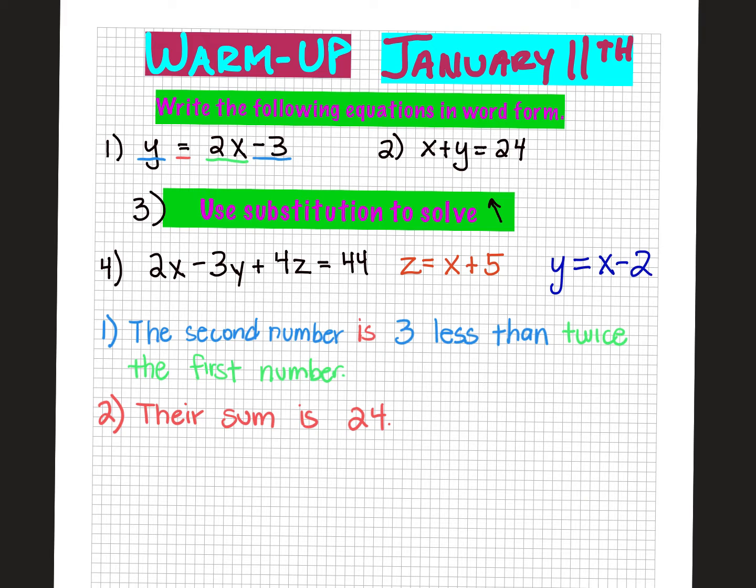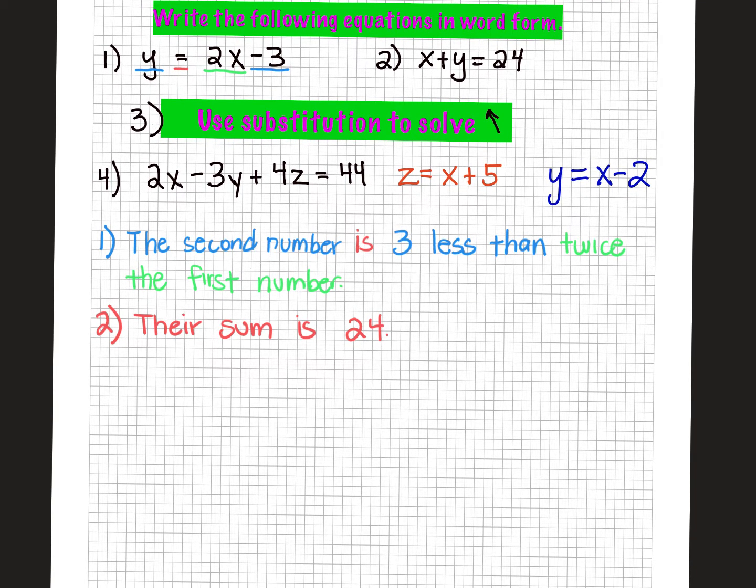Number 3 says, can you use substitution to solve 1 and 2? So if I was doing number 3, I'd have to write 2x minus 3 equals y. I wrote it backwards, but same thing. And then also x plus y equals 24. I know that y is exactly the same thing as 2x minus 3, so I can take out y and plug in 2x minus 3. And I can write the rest of the equation exactly the same. So if you're at home and you didn't follow along.